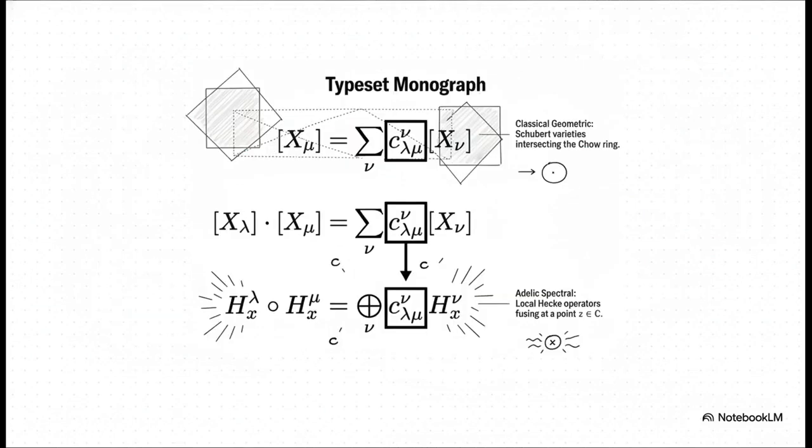Let's actually look at the math making this happen. Treat this equation as our main protagonist today. Up top, we have the classical geometric realm, Schubert varieties intersecting in the Chow ring, which generate those little C variables you see, the Littlewood-Richardson coefficients. But follow the logic down into the Adelic spectral realm. Those exact same coefficients map flawlessly into the exact fusion rules of the local Hecke operators at a point x.